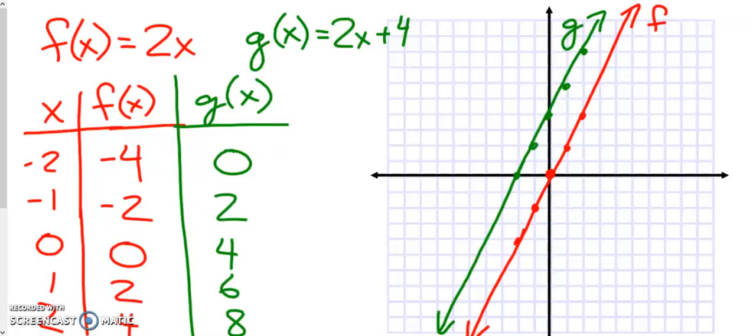So while the video was rendering, we did a little extra work here. We filled in the chart for g of x, we plotted the points, we drew the line. Feel free to pause if you need.